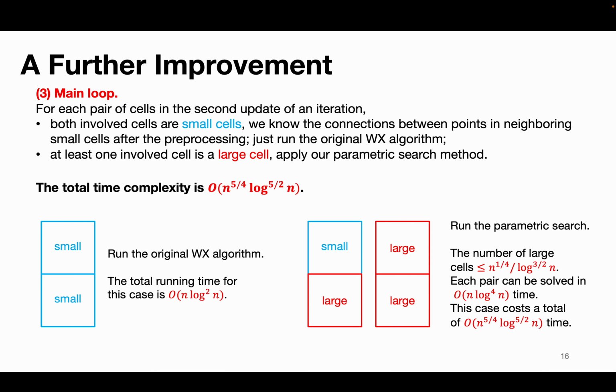So the total running time for our L2 weighted RSP algorithm is also n to the 5 over 4 times log to the 5 over 2 n time.